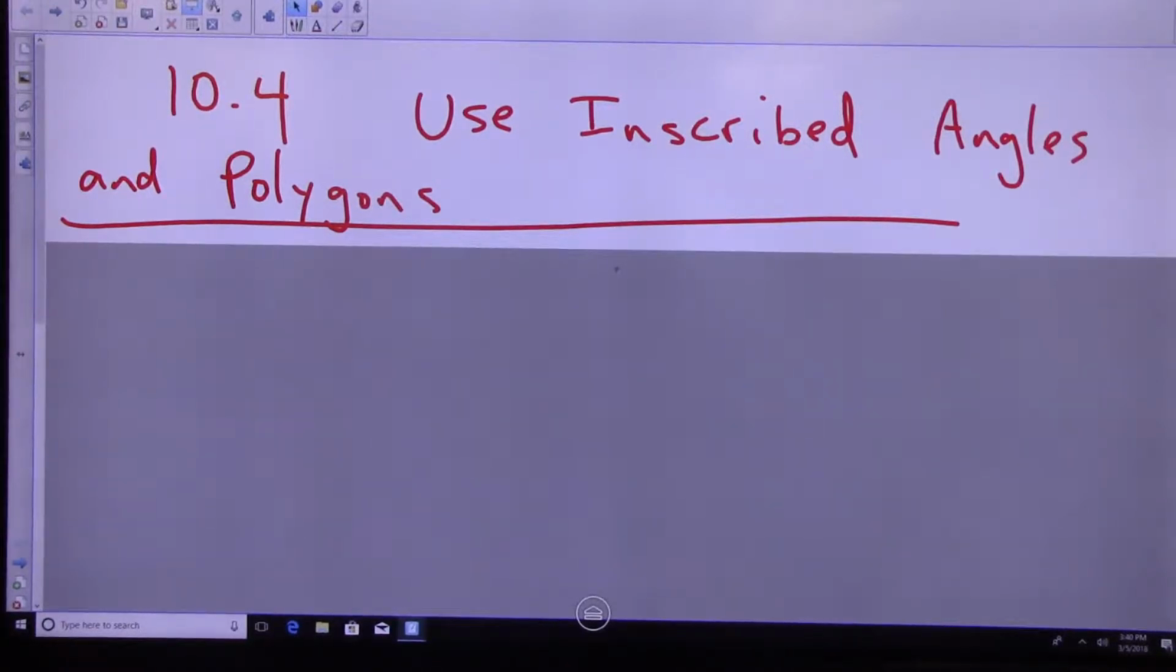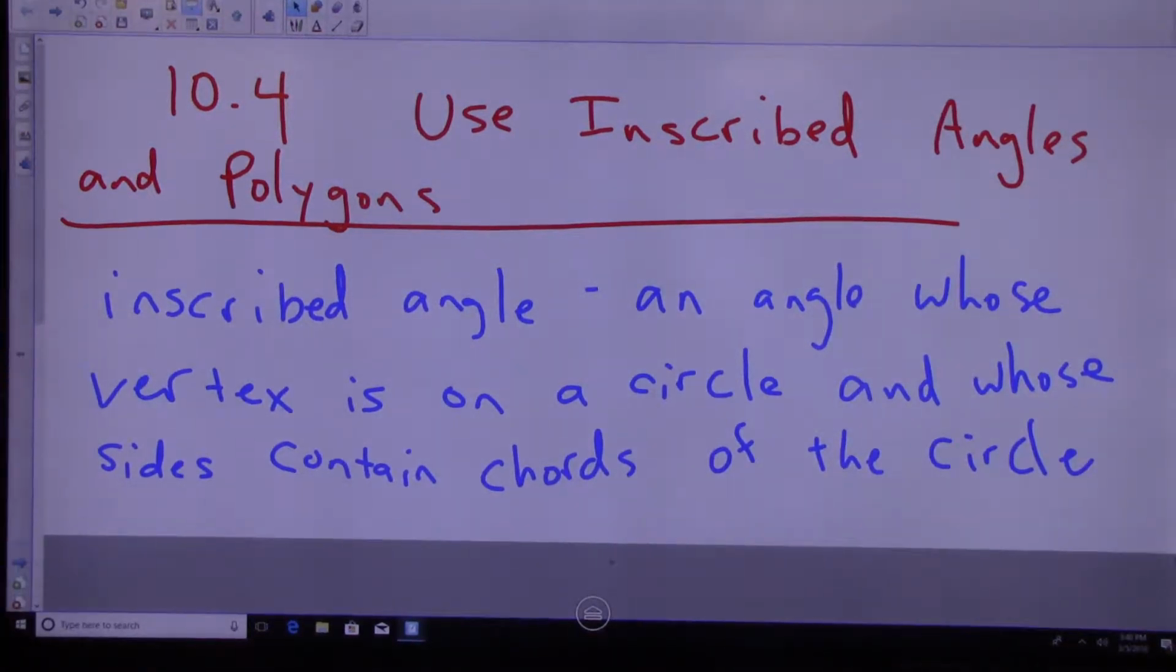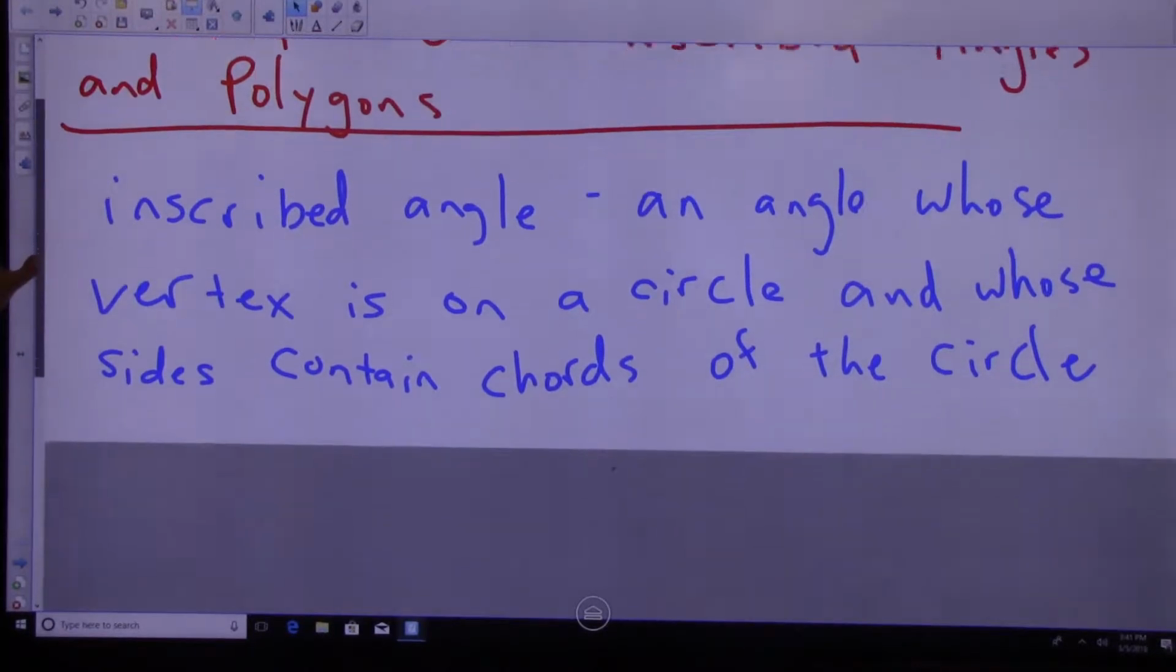If you remember, a central angle is just an angle whose vertex is at the center of the circle, and its sides are radii of the circle. An inscribed angle is different because the vertex, instead of being in the center, lies on the circle. So this is the definition. I've got guided notes for you in this section as well. The definition of inscribed angle is an angle whose vertex is on a circle and whose sides contain chords of the circle. I think I left you some room to draw a picture of it, and here it is.